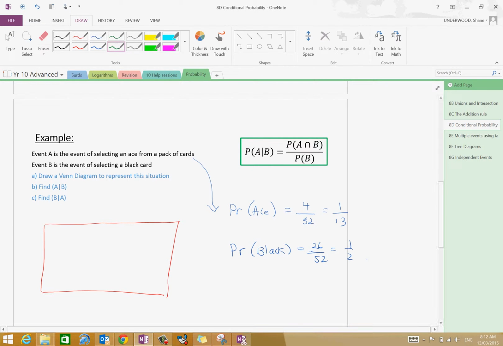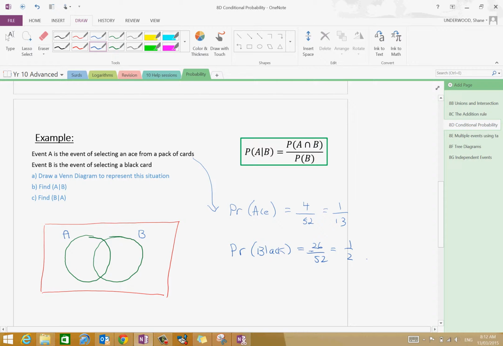I'm going to draw my Venn diagram, and first of all, let's just assume that for A and B there is some intersection. Well, there is, because there are black cards which are aces. I want you to think about how many black cards are aces. You've got the ace of spades, and you've also got the ace of clubs. So there is going to be an intersection. In other words, these two events are not mutually exclusive. So let's have a look, and we're going to call A for ace and B for black.